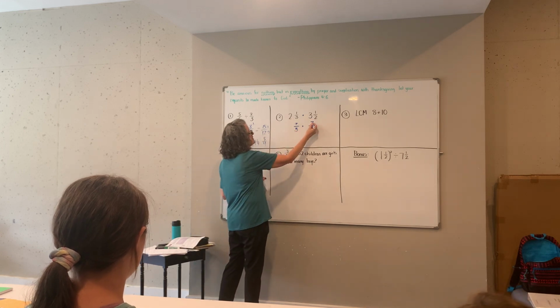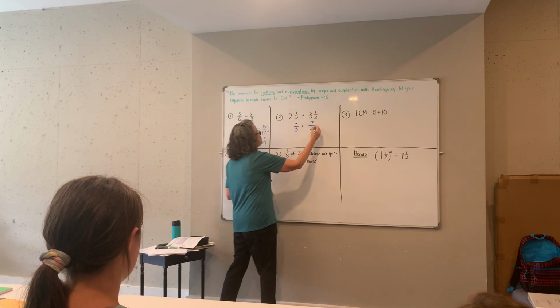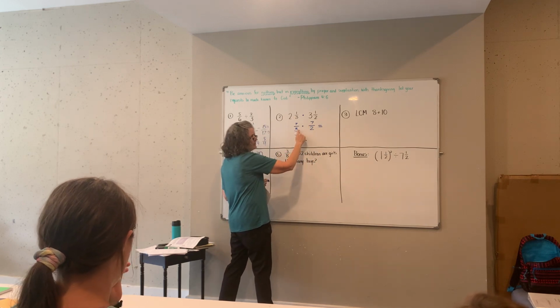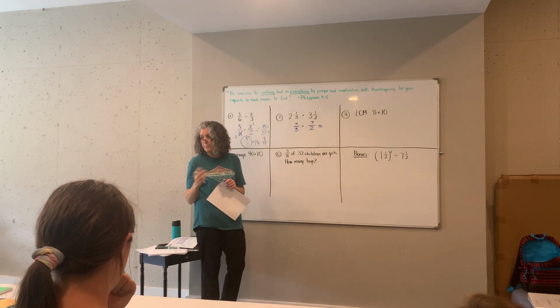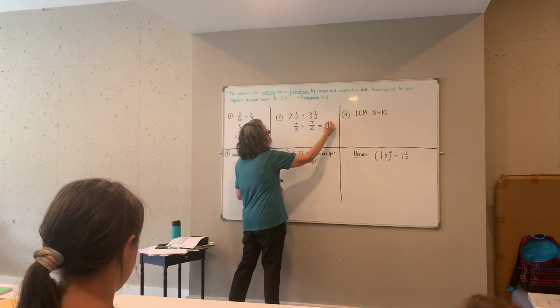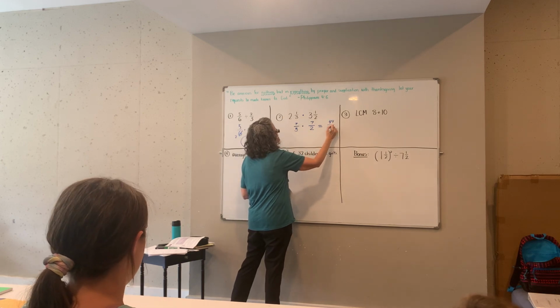All right, can we cancel? No. So we just multiply straight across. How do I know that I can't cancel? Well, 3 and 7 do not have any common factors. Yeah, they're both prime, aren't they? And then 7 and 2 do not have any common factors. So this one's just 49/6.